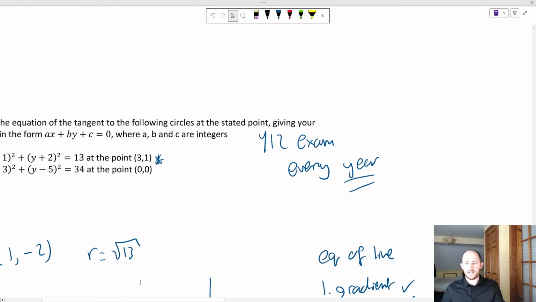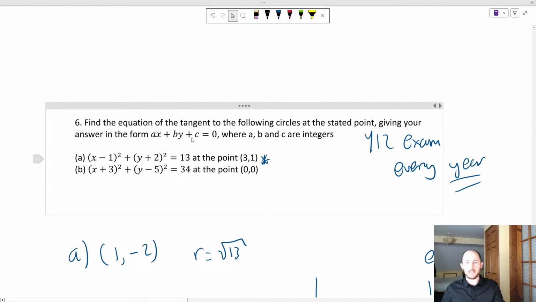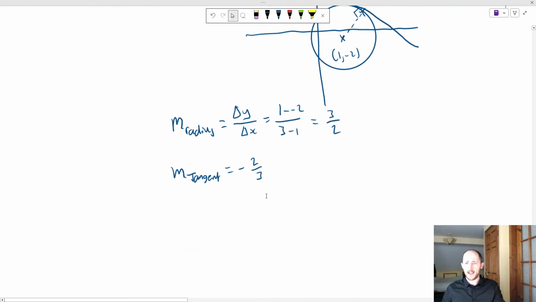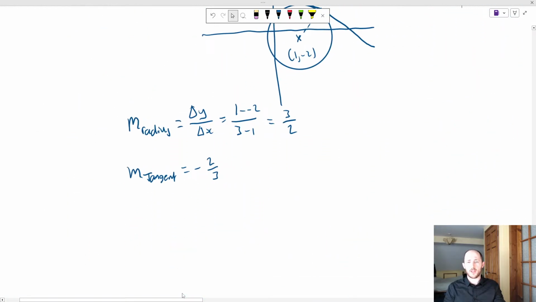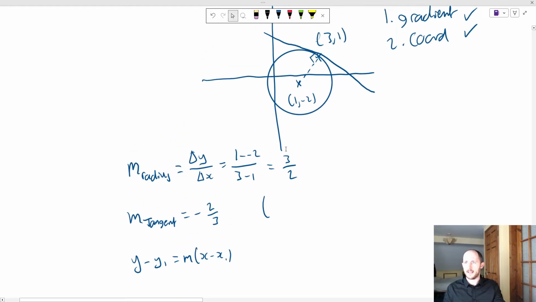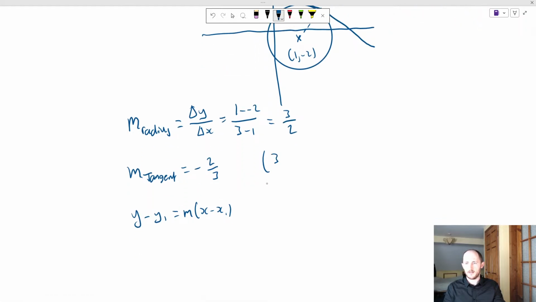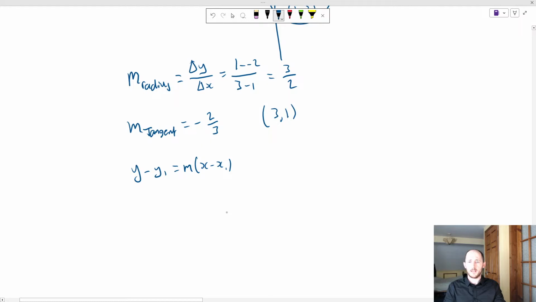So it says, give it in the form ax + by + c. If I'm looking at that, I want to use this equation of a line: y - y1 = m(x - x1). And remember our coordinate, just so you guys are aware, is (3, 1). Hopefully you've seen this form because it's a very useful form. So that'd be y - 1 = -2/3 (x - 3).